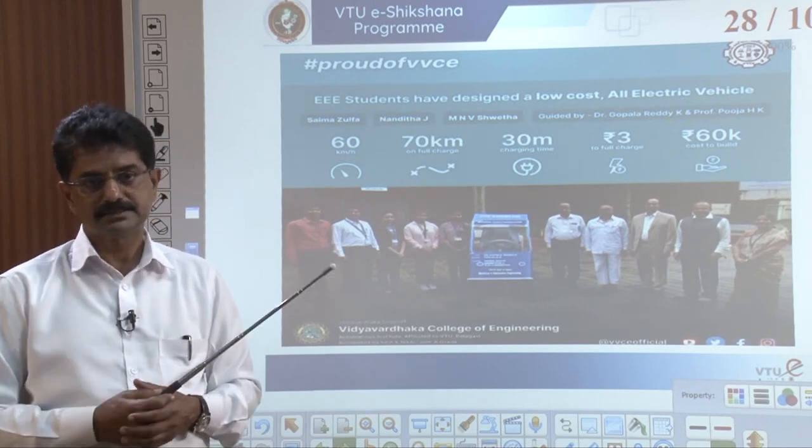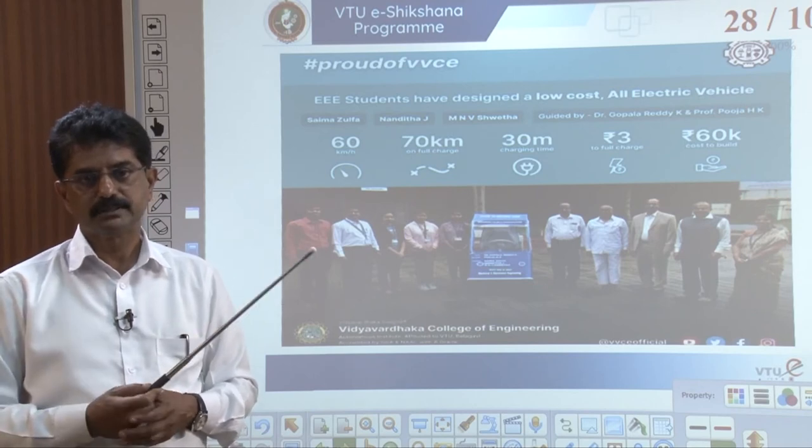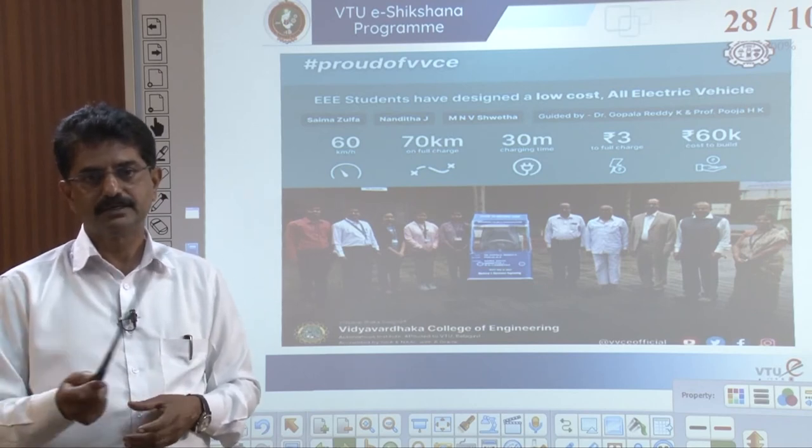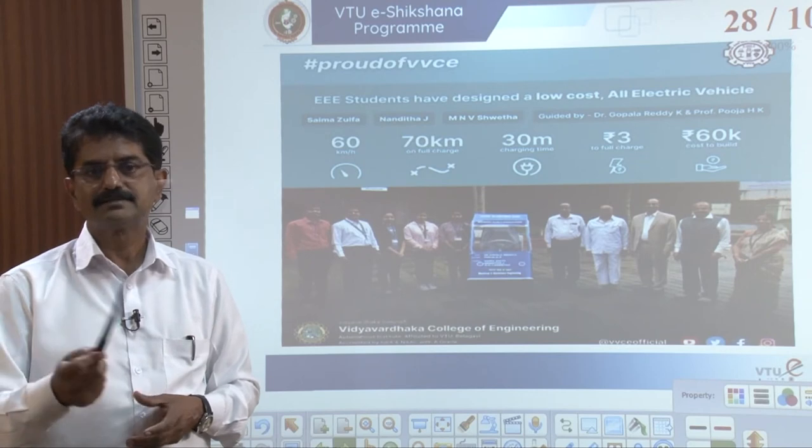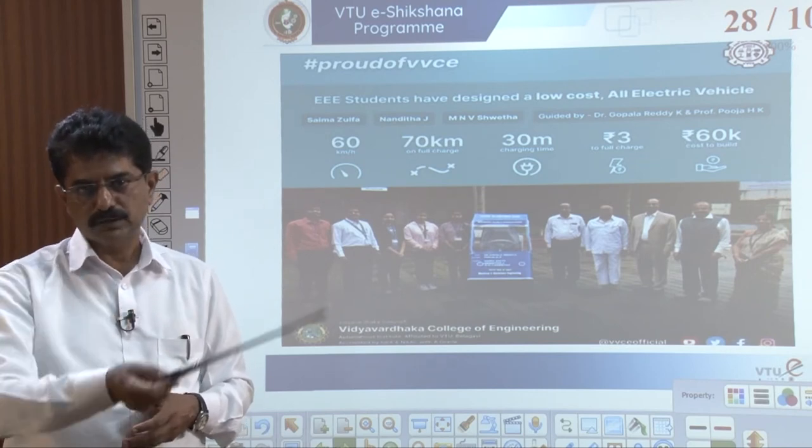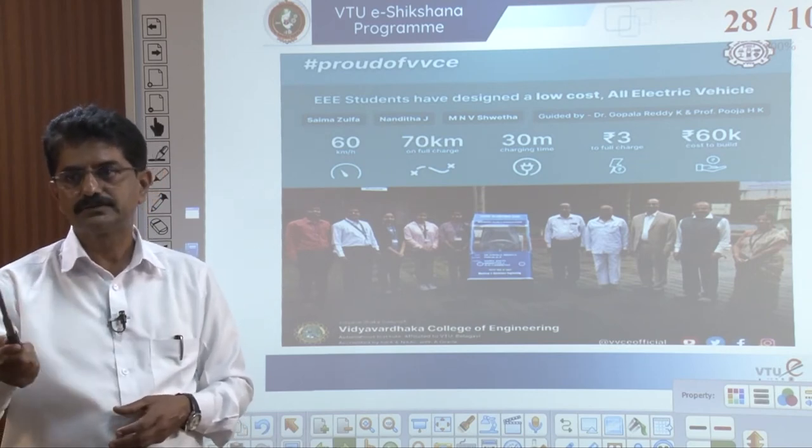And there is a chassis. On the front side, there are 2 wheels. On the back side, there is a single wheel, steering, and a single seat. The total approximate cost is 60,000.